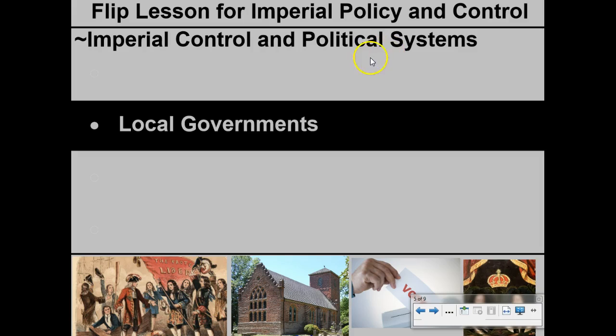We talked about this when we talked about the Glorious Revolution. They are starting to develop a unique identity and a shared identity that is a religious identity, an educational identity, and a political identity. So they have a lot of feelings of democracy in the colonies.